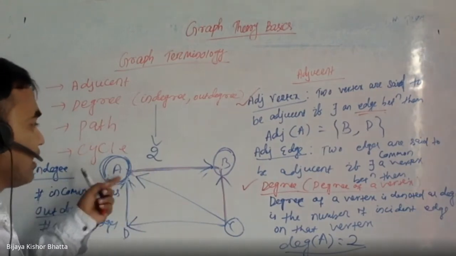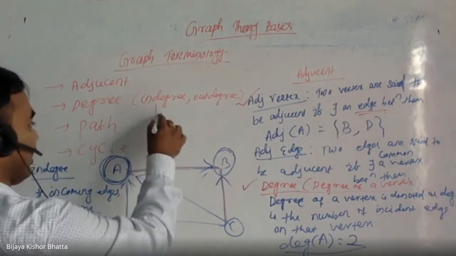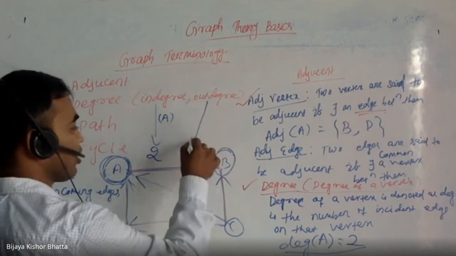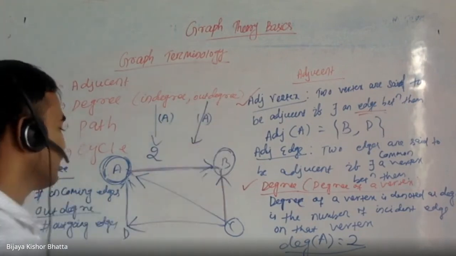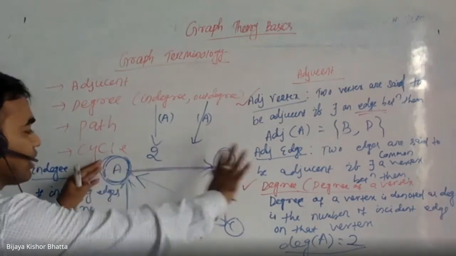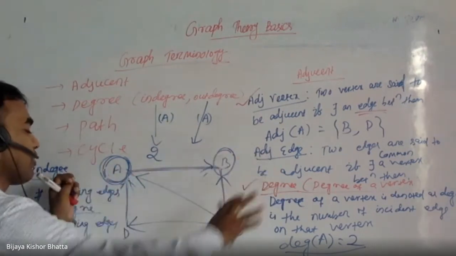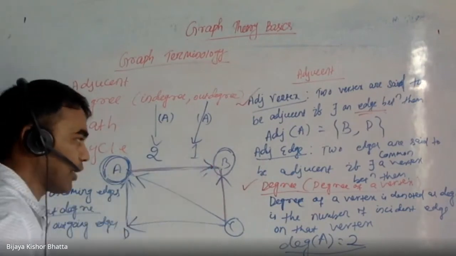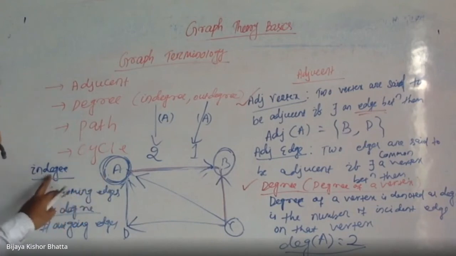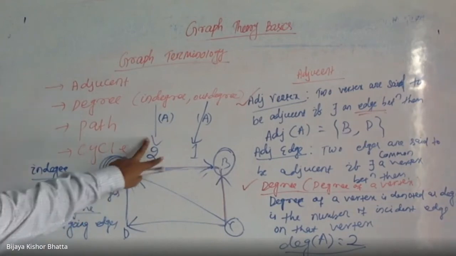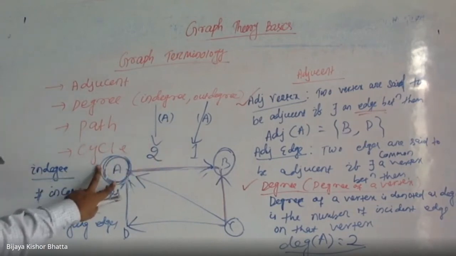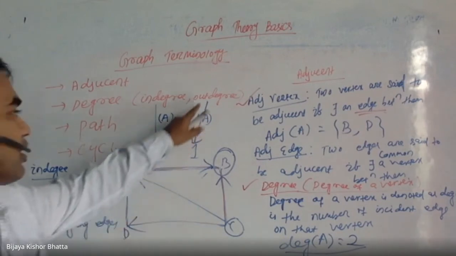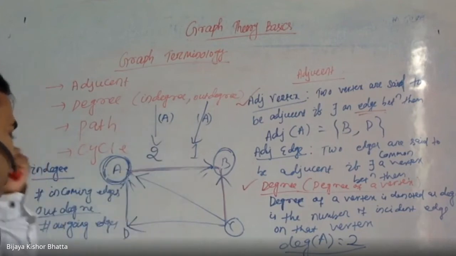So what is the in degree for vertex A? And what is the out degree for the same vertex A? Out degree means how many outgoing edges, the ones going away from A. This is the edge going out, so that's why it is 1. That's how the in degree is calculated for vertex A: there are two incoming edges, so the in degree is 2, and the out degree is 1. So that's the concept.